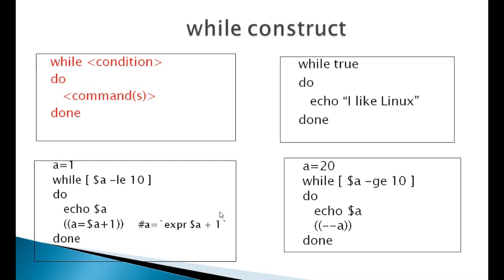The same thing, we are doing it with a different condition. Here a is equal to 20. I am just checking if a is greater than or equal to 10. So the condition is true. So the statement will be executed. It will be decremented here. So these two statements will be repeatedly done as long as a value is greater than or equal to 10. Once a value is not greater than or equal to 10, control will come out of that.